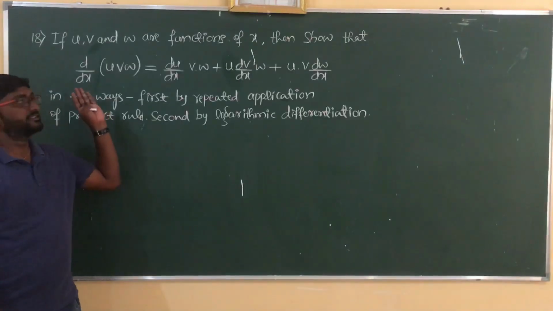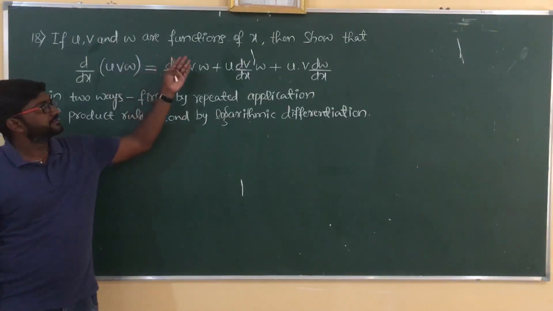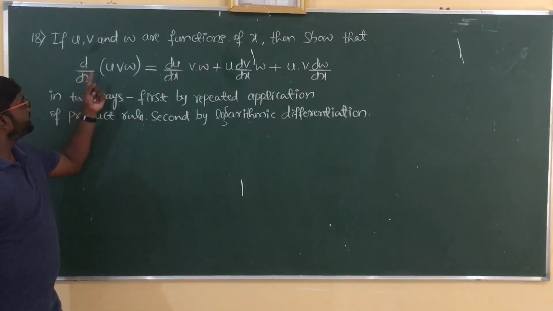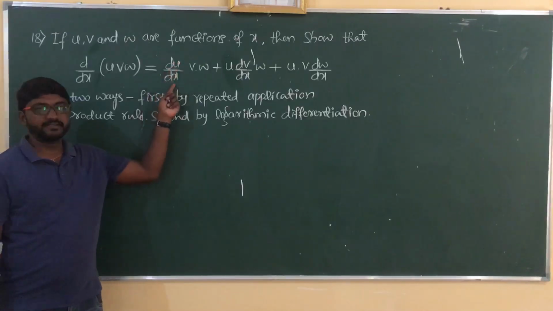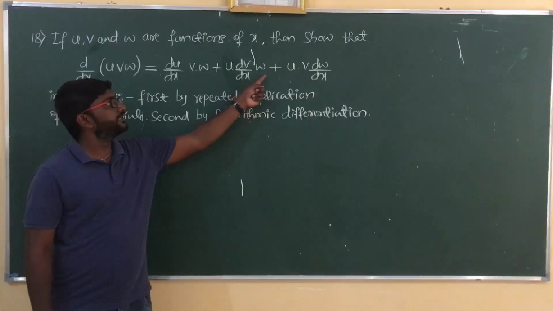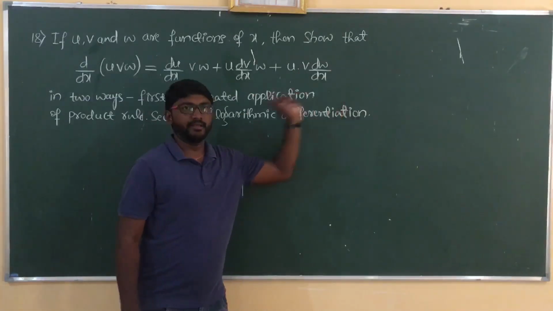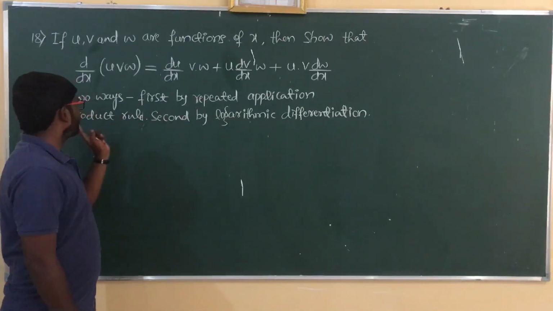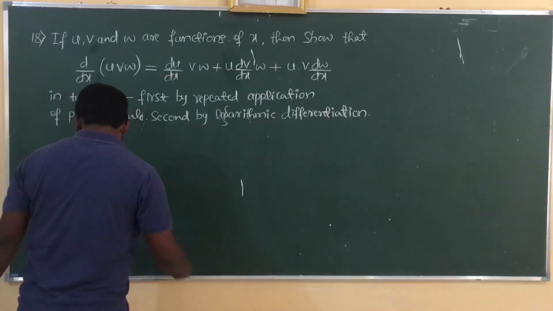Yes, the next question, it is 18th one. If u, v and w are functions of x, then show that d by dx of u into v into w, which is equal to du by dx into vw plus u into dv by dx into w plus u into v into dw by dx, in two ways. First by repeated application of product rule, second by logarithmic differentiation. So let us prove this.